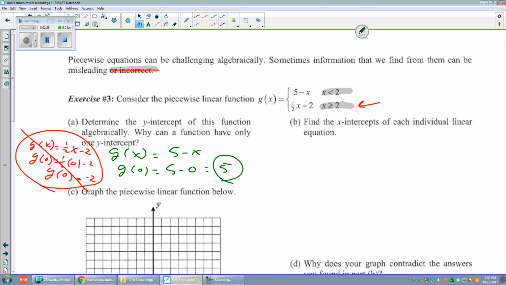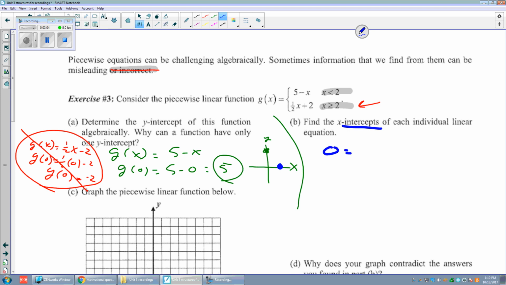Find the x-intercepts of each individual linear equation. So think about it. Okay, we know to find the y-intercept, you plug 0 in for x. How do we know that? Well, if this is the x-axis and this is the y-axis, where is it going to cross? The x value is always 0 for that one. For the x-intercept, what do we know? We know the y value is 0.